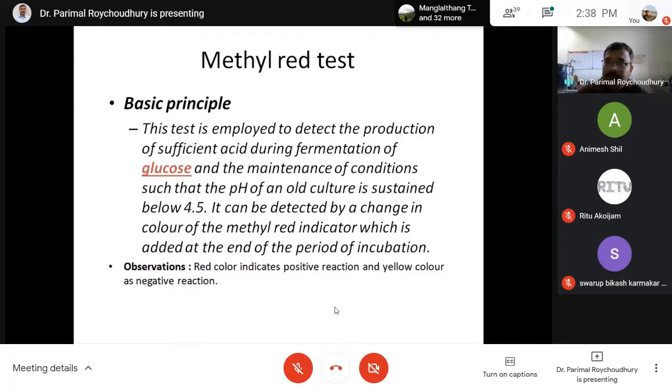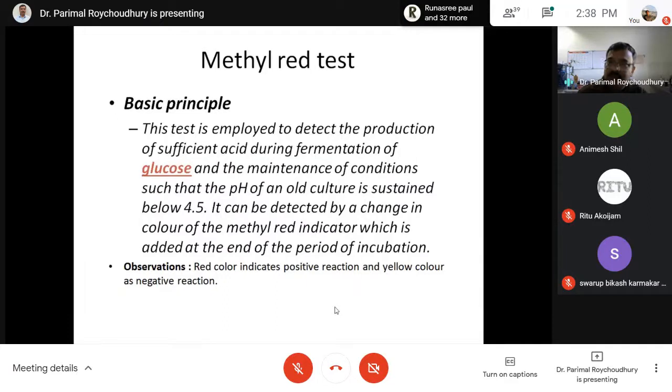So the MR test is another important test, usually for identification of enteric pathogens. We perform it, but this is not only for enteric pathogens. For some other organisms also you can perform it. The methyl red test is based on fermentation of glucose. It has been seen that there are certain bacteria which can ferment glucose and produce a heavy amount of acid. Heavy amount of acid means the pH goes down to 4.5. Many bacteria cannot produce acid up to 4.5 pH.